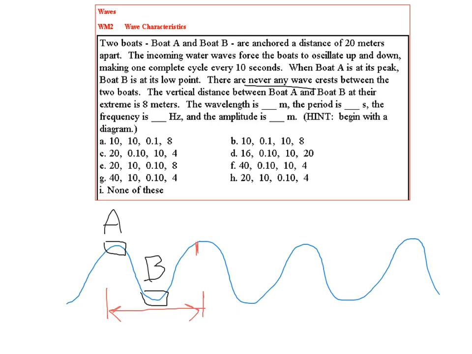Now the period, you have to know the definition of a period. The definition described in the tutorial is the amount of time for one complete wave to be created, or you could say it for one complete wave to go by something that's fixed in place. So it says very specifically that one complete cycle takes 10 seconds. So that's a not so cryptic way of describing the period. So that's the second number.